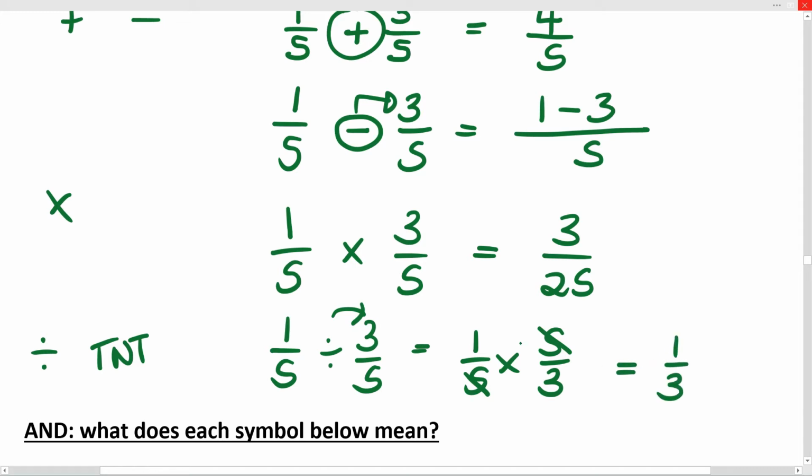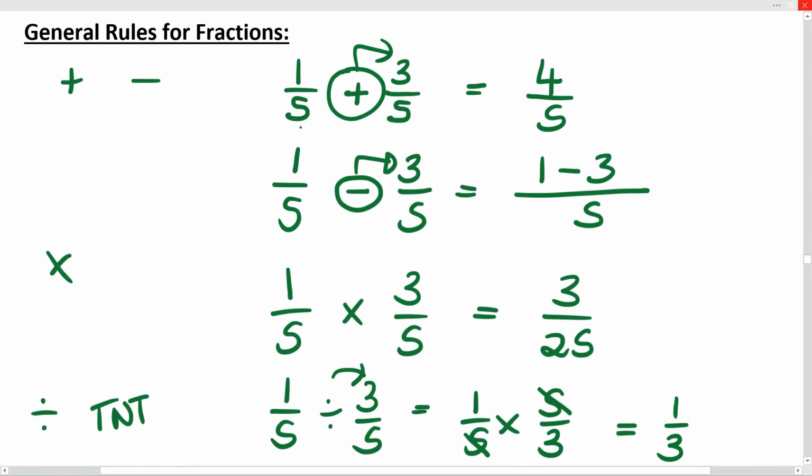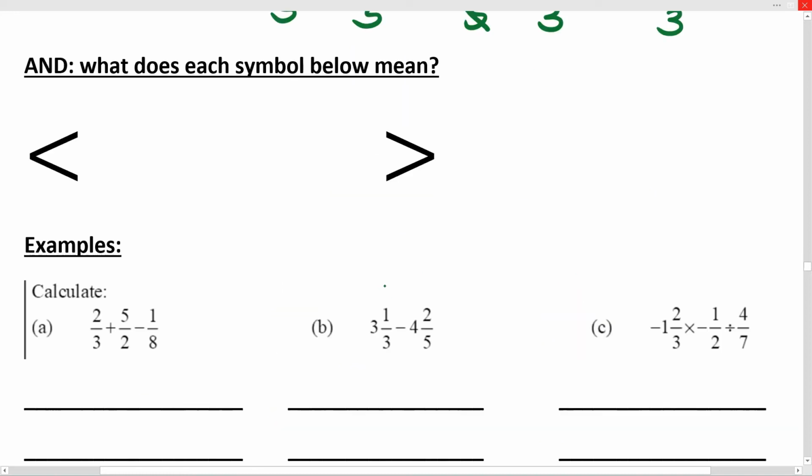If I had multiplied at this point, I would have had 1 times 5 is 5, 5 times 3 is 15, I would have had 5 over 15, and then I would have cancelled the 5 with the 15 and gotten 1 over 3. So what happens if you do not have the same denominator? Well, you need to get it to the same denominator. You need to find an LCD before you can add and subtract.